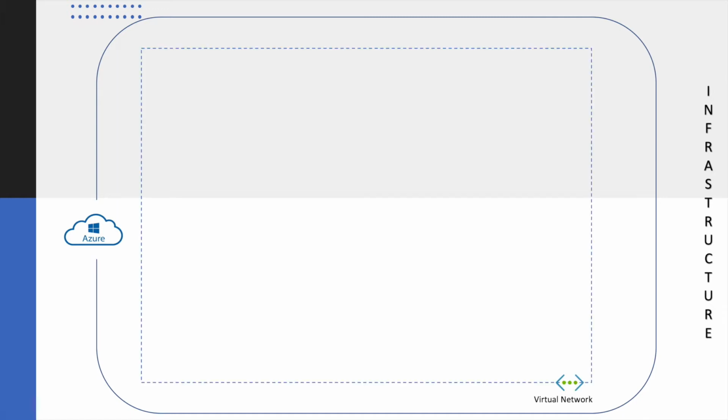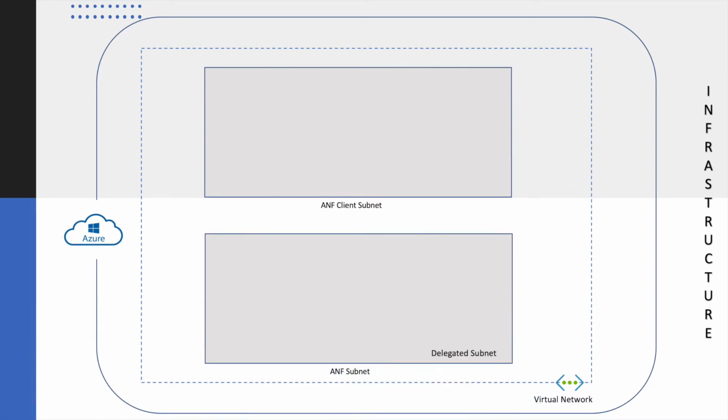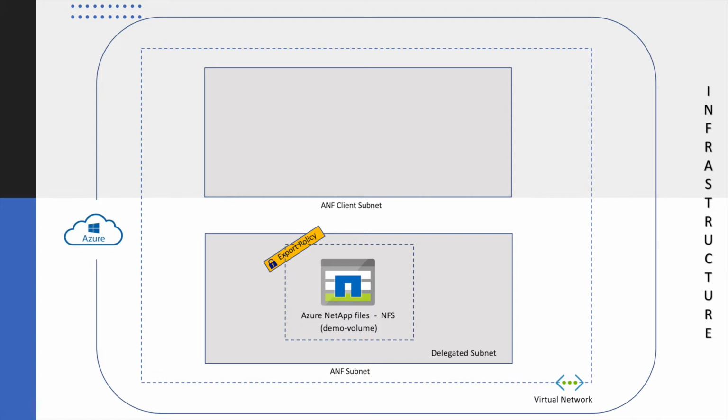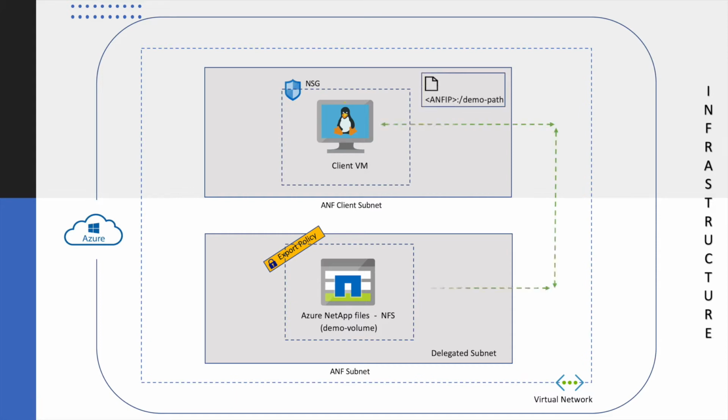In this demo, let's deploy and configure multiple infrastructure components on Microsoft Azure. Firstly, we deploy a virtual network. Then, we will deploy two subnets, an ANF delegated subnet and an ANF client subnet. We will then create an ANF capacity pool and volume with an appropriate export policy. On the ANF client subnet, we will deploy a virtual machine with a secure network security group. In order to configure and mount the ANF volume, we will use Ansible.